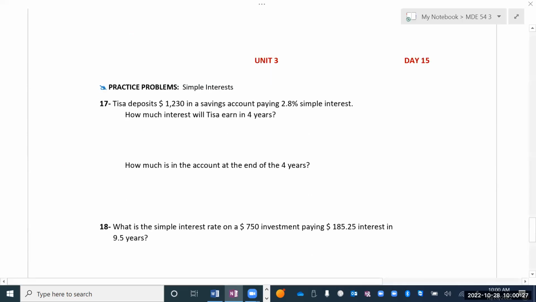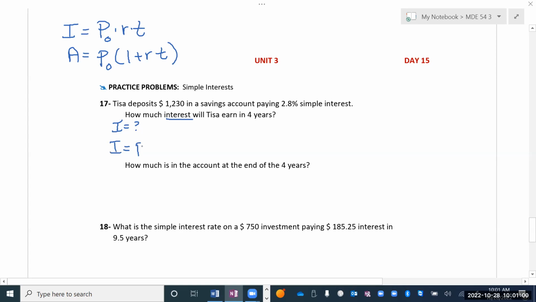So for the first practice problem, we deposit $1,230 into a savings account, paying 2.8% simple interest. Great. How much will we earn in 4 years? So I'm going to put my formulas up here because we don't have them memorized and we don't have to. There we go. How much interest? That's asking for I. So I need my I equals P0 R T formula. Let's hope we have everything else then.